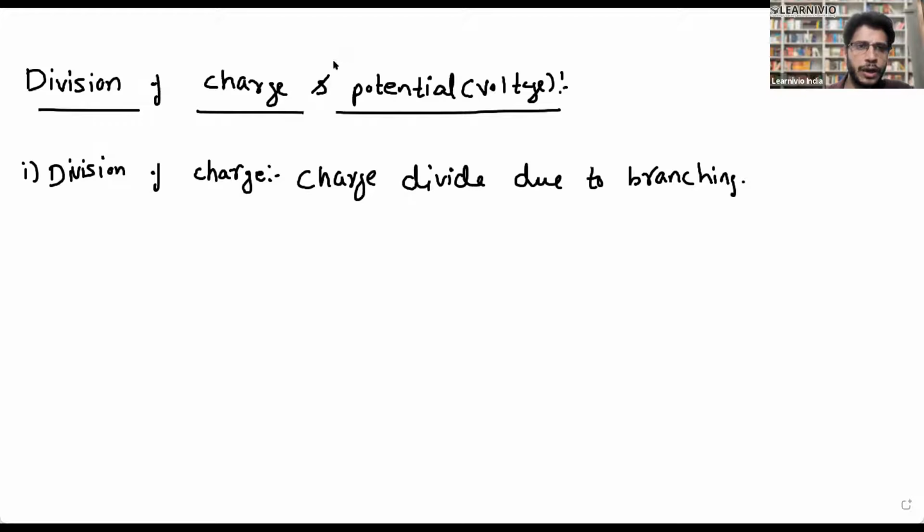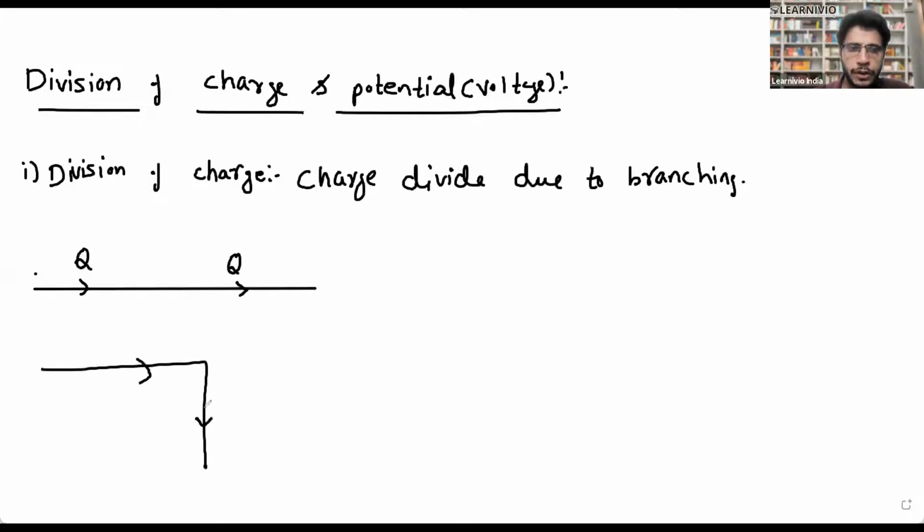Say you have a straight wire. Some charge Q is passing through the wire. There is no branching in the wire, so charge will remain the same. The same charge will flow through the wire. There is no division of charge. Even here, there is no branching. The wire is just folding. So charge here and charge here will remain the same. Charge will divide only due to branching. When you have branching in your system, then your charge will divide.